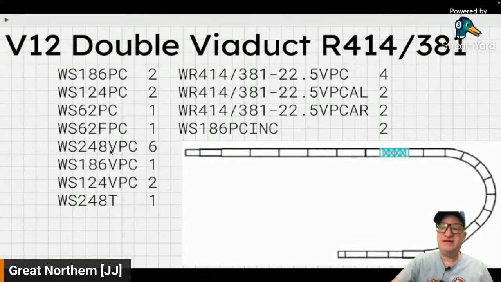And I didn't put it on here, but there are also these pier sets that allow you to gradually increase the height. So this viaduct here is meant to go from your base level up to a trestle level here. And this is a trestle that is a double. So this is WS248T. T stands for trestle, and it sits right here. So 2 tracks go across there.